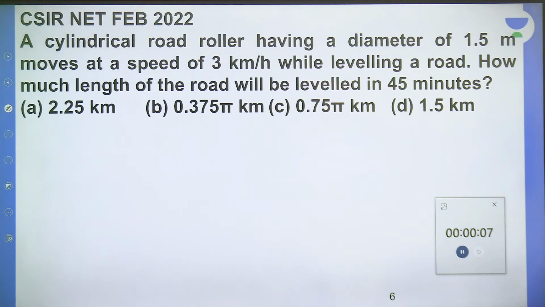Any answers? Okay, some of you got an answer. Let's see whether it is right.